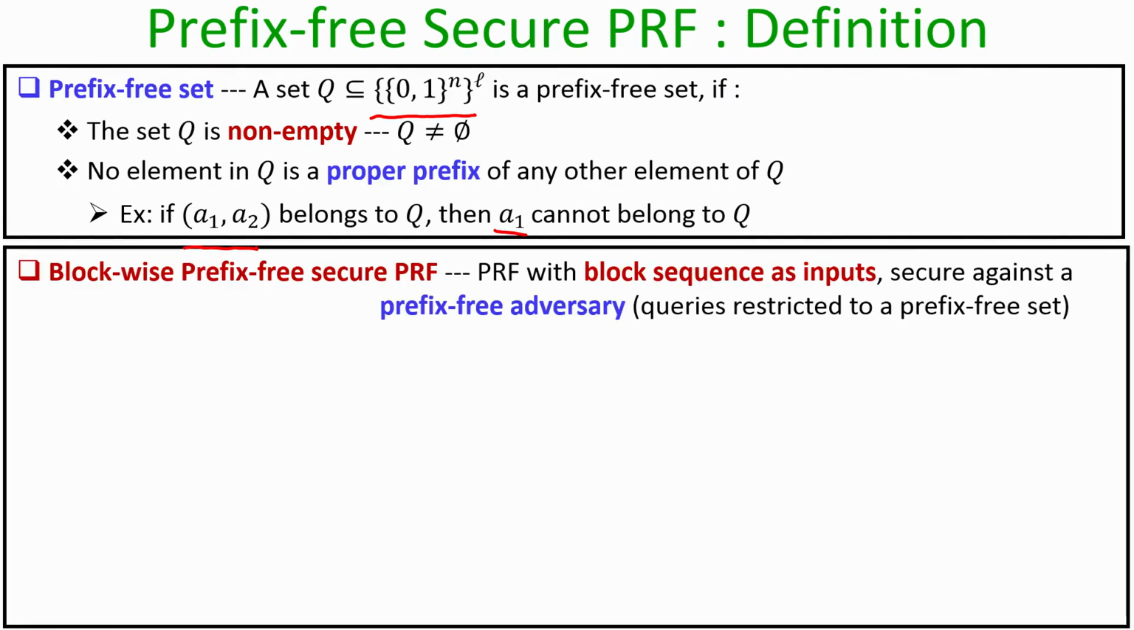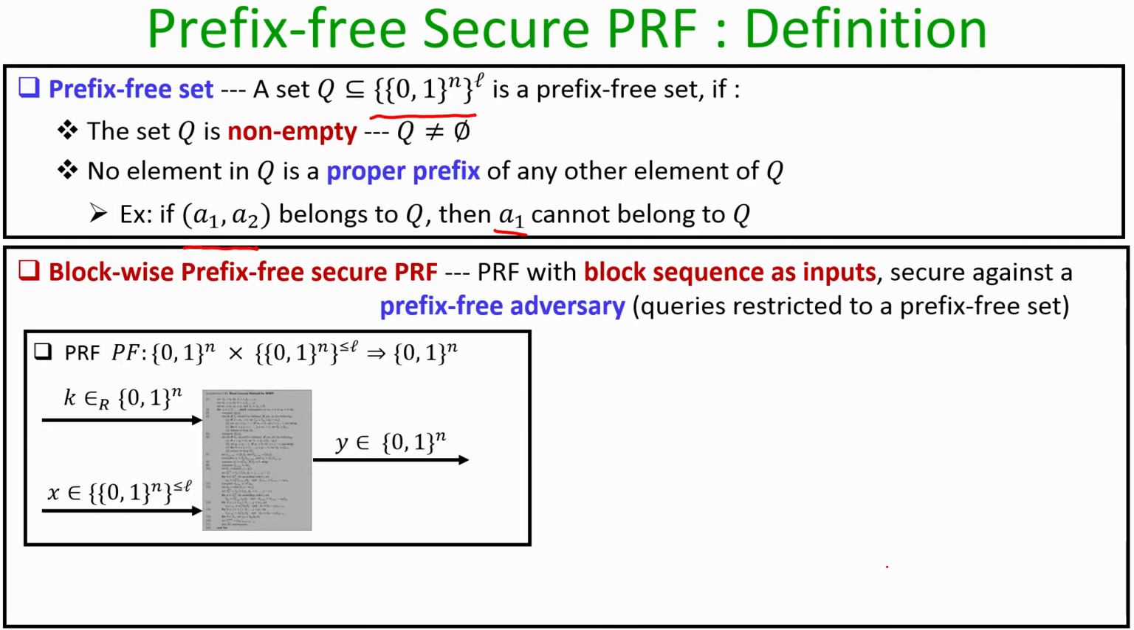So, now what exactly do we mean by a block wise prefix free secure PRF? On a very high level, it is a PRF which takes as input a block sequence, and there could be up to little l such blocks, and that PRF will be secure against a weaker adversary, which we call a prefix free adversary. Namely, it will be secure against an adversary or a distinguisher whose queries are restricted to a prefix free set. So, what exactly do we mean by that?